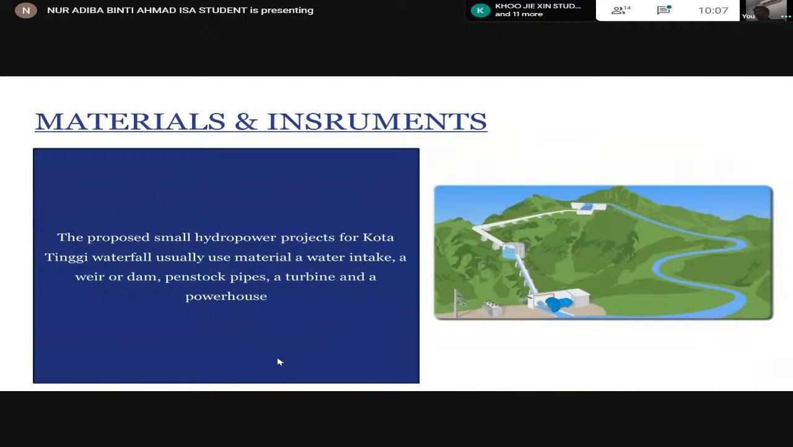Okay, my name is Muhammad Aiman bin Rizal. We start the slide from methodology. So the materials and instruments used for the proposed small hydropower project for Kota Tinggi Waterfall usually include a water intake, a weir, a penstock pipe, a turbine, and a powerhouse.